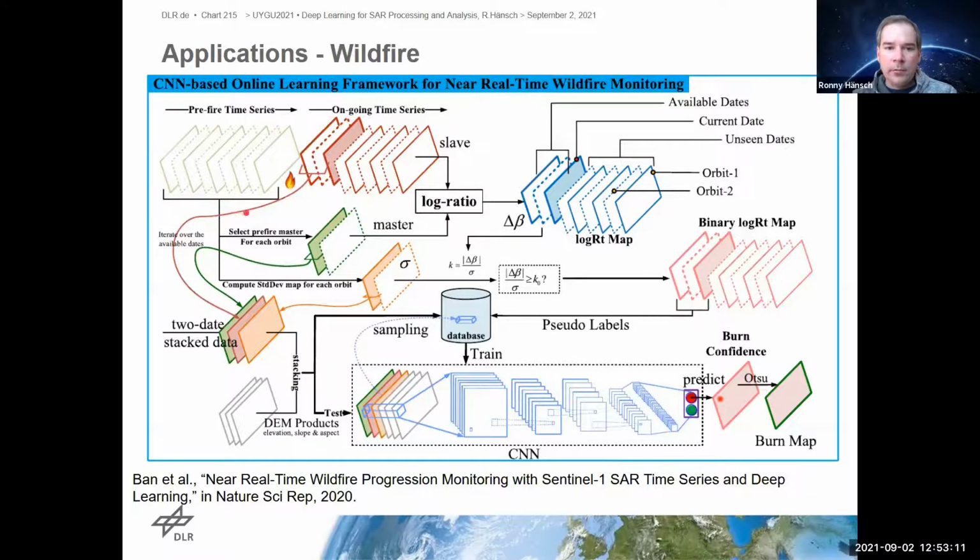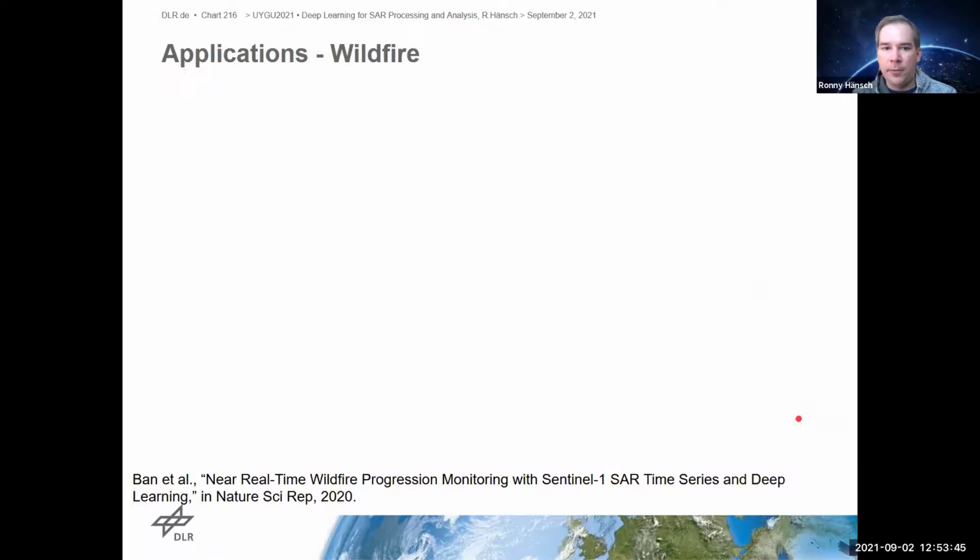You select one image before the event, before the wildfire, and one after. You produce an image stack of those together with other products, for example, an elevation model. You put this into your ConvNet, right? In this paper, they also had a semi-automatic procedure to produce the training data, the labels, with which the ConvNet was trained. And then the output of the ConvNet is producing a burn map, so a segmentation map of areas that have been burned by the fire.